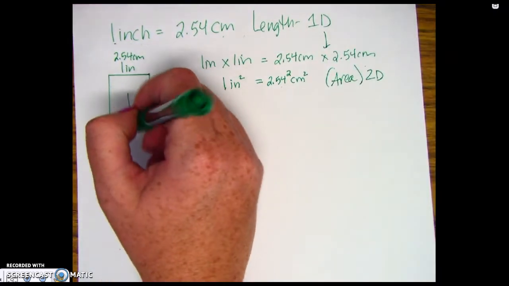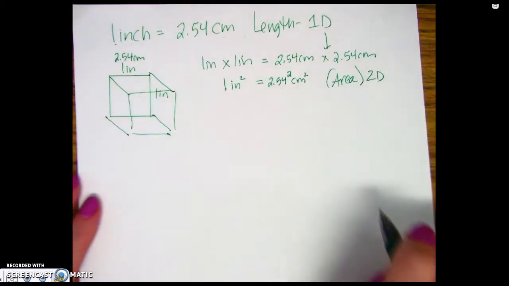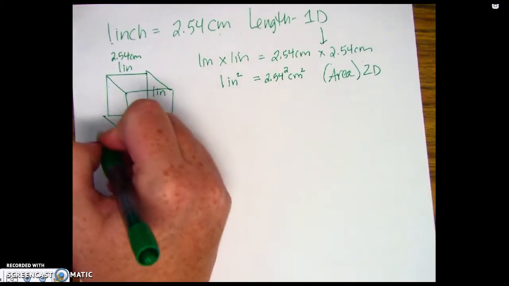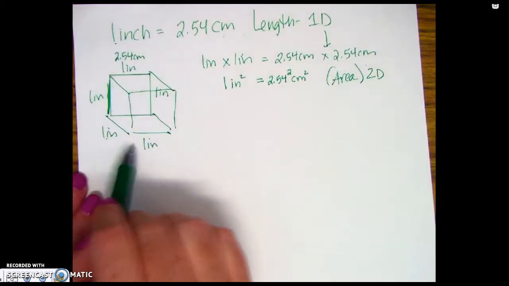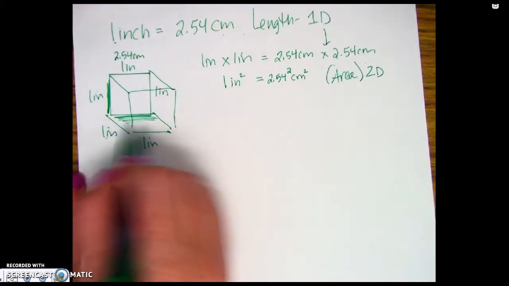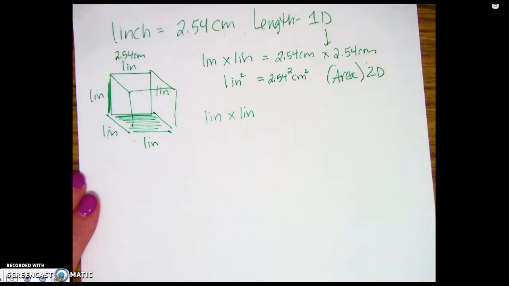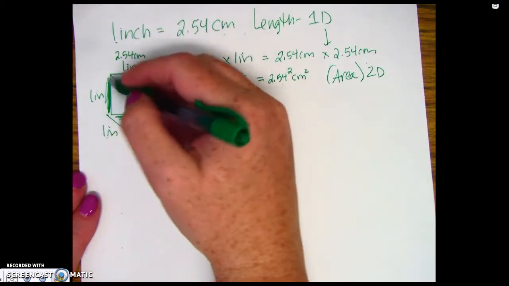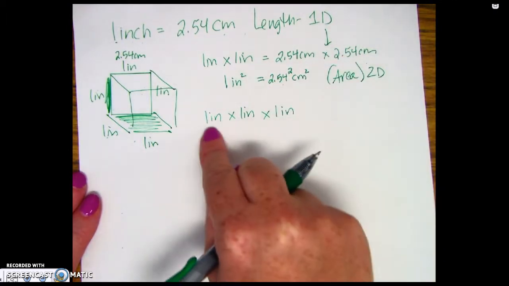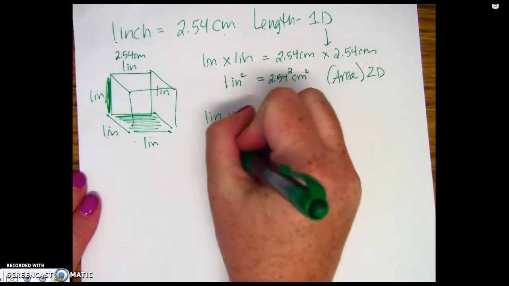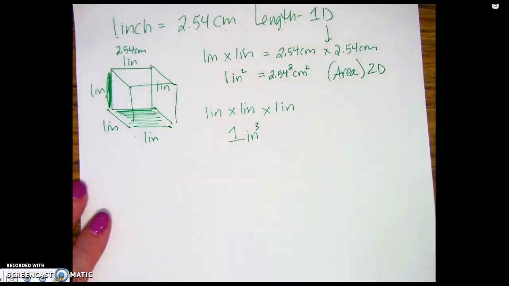If I add on and make this a cube, now I have a 1 inch base, a 1 inch side, and now I've added a height to this. So now I'm in 3 dimensions. I have a 1 inch by 1 inch base. That's an area. Now I've added a third dimension, another inch. Well, 1 times 1 times 1 is 1. Inch times inch times inch is cubic inches.